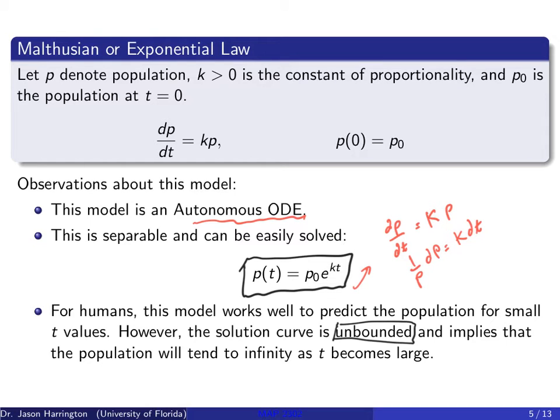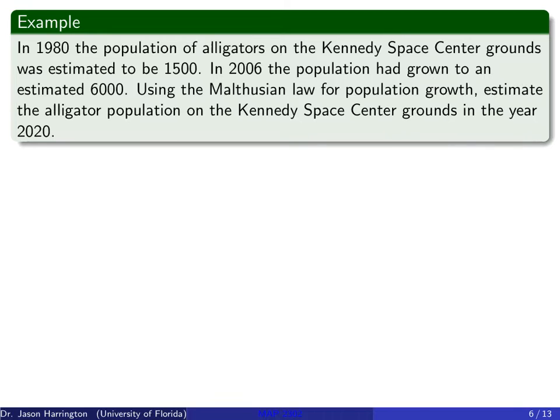But the point is that people saw there were flaws in this model. So without further ado, let's go ahead and solve one. All right, so this example here, we're going to talk about how alligators have grown and shown up in places. In particular, in 1980, the population of alligators on the Kennedy Space Center grounds was estimated to be about 1,500. In 2006, the population had grown to an estimated 6,000. Using the Malthusian law, or exponential law for population growth, estimate the alligator population on the Kennedy Space Center grounds in the year 2020. Or in other words, what do you think it should be today?